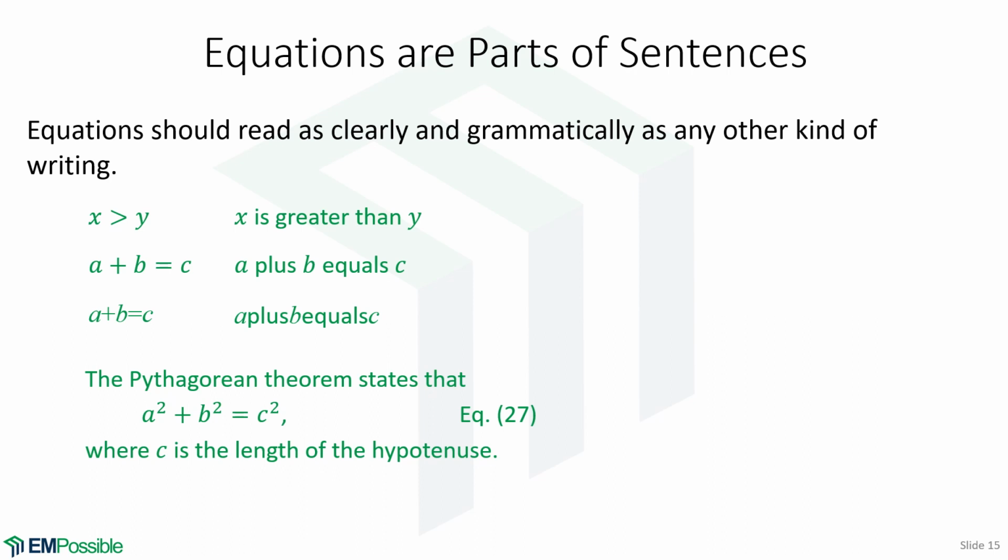The Pythagorean theorem states that a squared plus b squared equals c squared, where c is the length of the hypotenuse. Notice I've put a comma here. That's because that would be the proper punctuation had we spelled it out all into words. There would be a comma there.